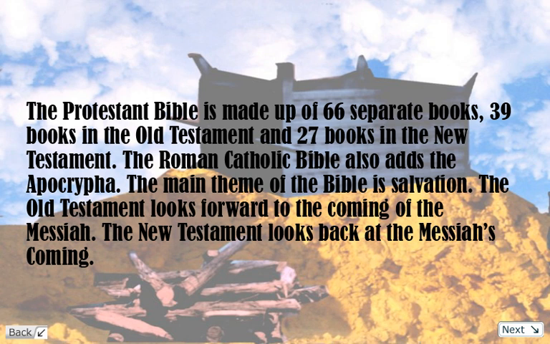The Protestant Bible is made up of 66 separate books, 39 books in the Old Testament and 27 books in the New Testament. The Roman Catholic Bible also adds the Apocrypha books. The main theme of the Bible is salvation. The Old Testament looks forward to the coming of the Messiah. The New Testament looks back at Messiah's coming. And then in the book of Revelation we have looking forward to the Messiah's return again.